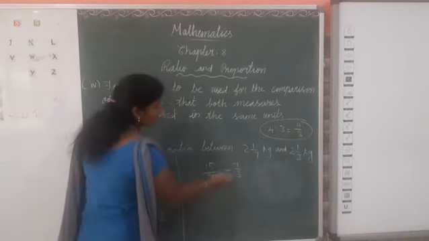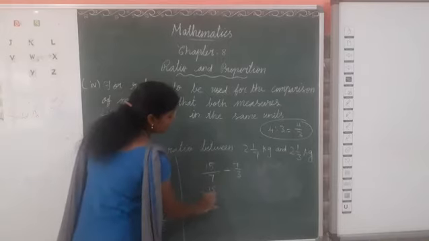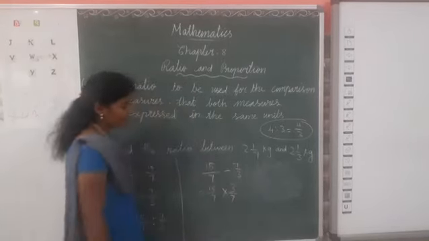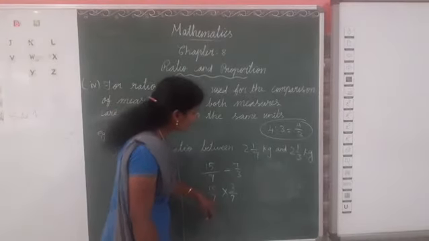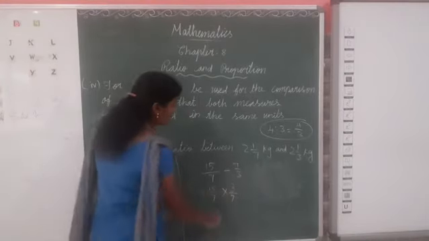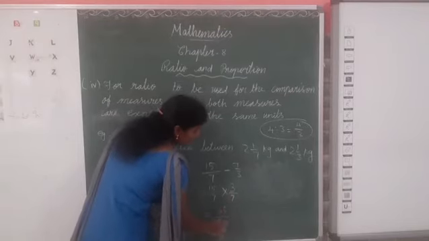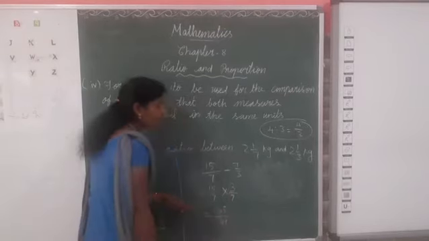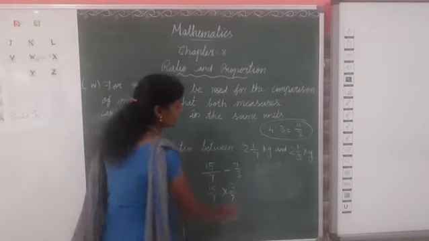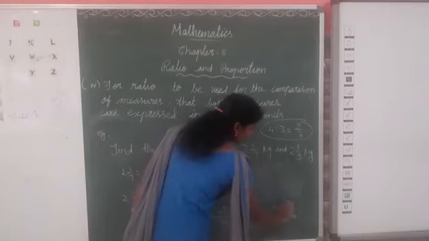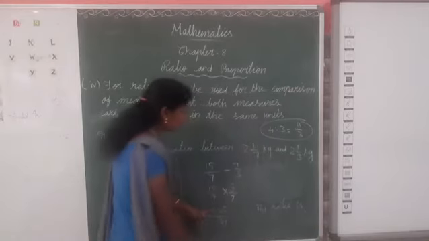Now we change into multiplication: 15 by 7 into the reciprocal of 7 by 3, which is 3 by 7. Now 15 by 7 into 3 by 7. We multiply: 15 into 3 is 45, divided by 7 sevens are 49. Now we can write its ratio. Therefore, the ratio is, how can you write?